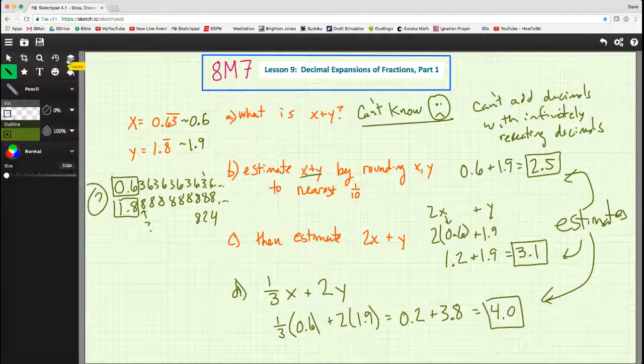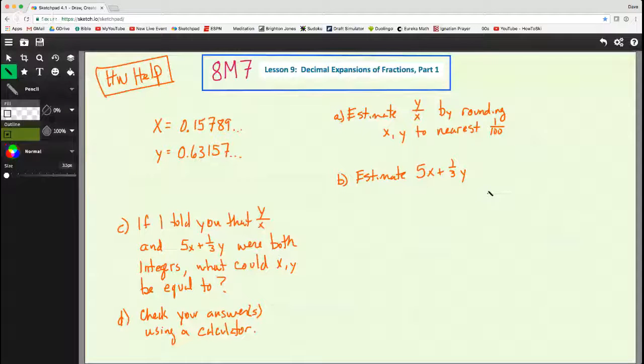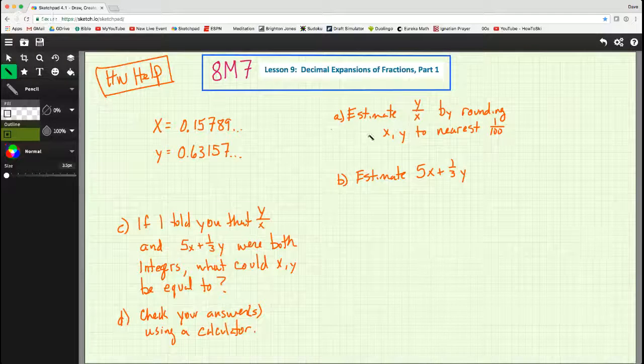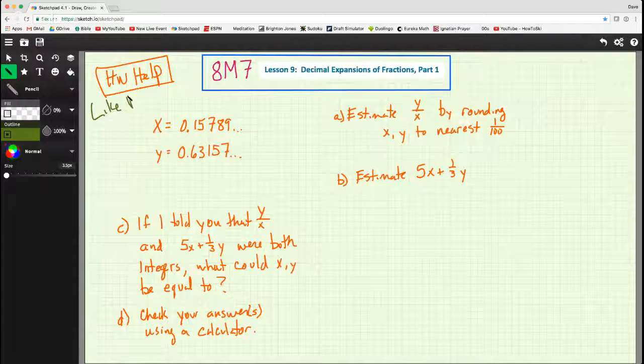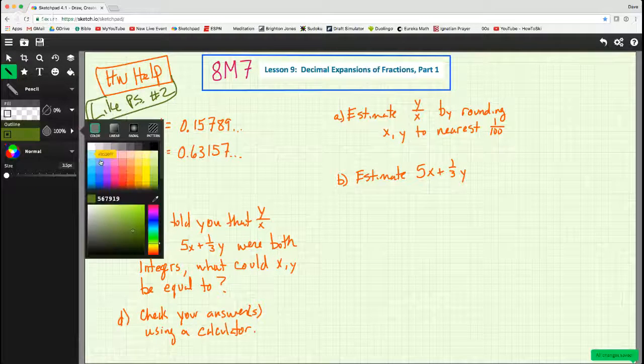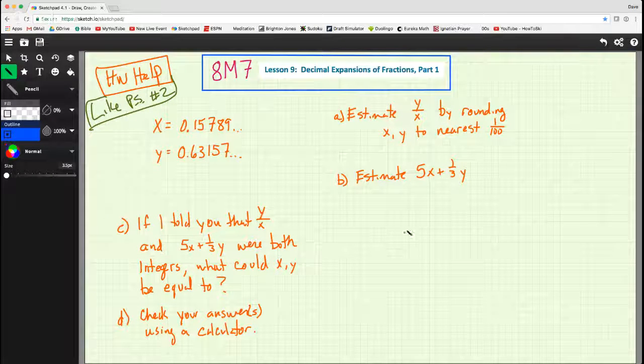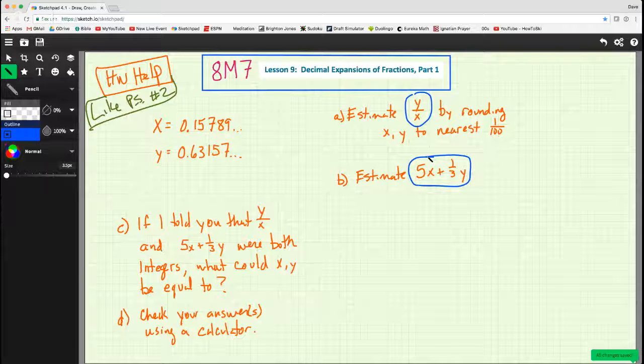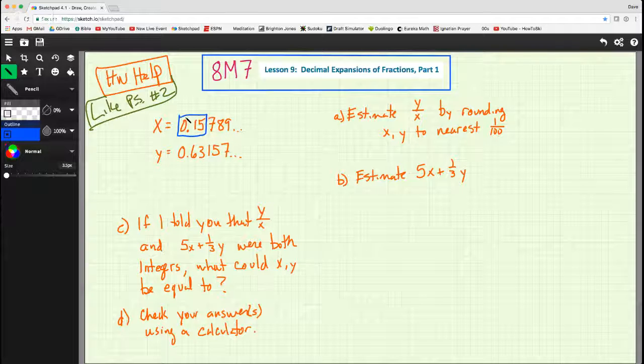So let me jump forward to the last key thing, using these estimates, and it's a really cool trick. So we have, and this is like homework problem number 2, problem set number 2. I'm going to do this one in blue, my favorite color, because I love this problem so much. So here we got to round these guys to the nearest 100th, and then we're going to estimate y over x, and then we're going to estimate 5x plus 1/3 y. We're going to do these 2 calculations after we've done our estimation. So let's do our estimation to the nearest 100th.